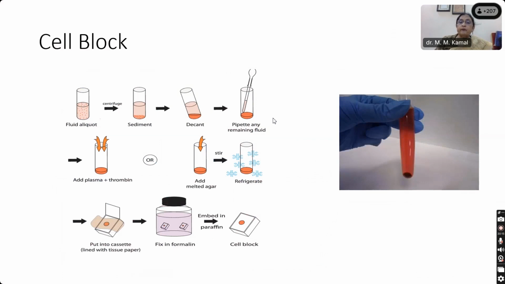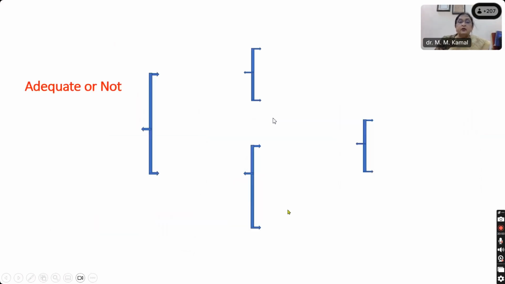Ma'am, first fluid sedimentation. Yes, you sediment, then what do you do? The commonest is the plasma thrombin method. You add these two, allow it to clot, or then you can use melted agar and then refrigerate and make a cell block and process it just like tissue. But you have to fix the fluid in formalin. And sometimes you can use tinted formalin to better identify the material, because the material that you are getting is very less in the whole thing.